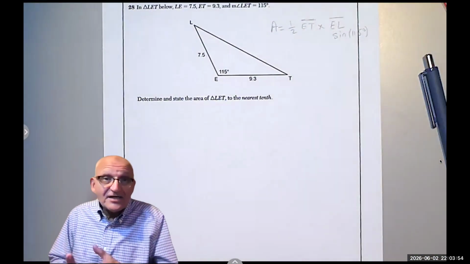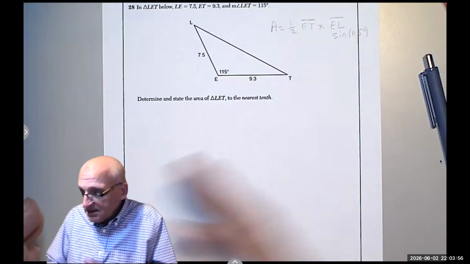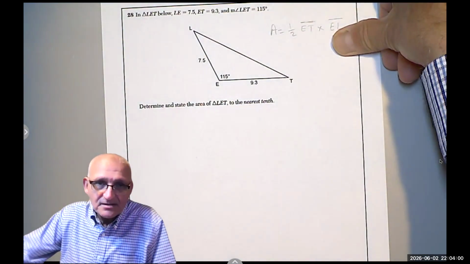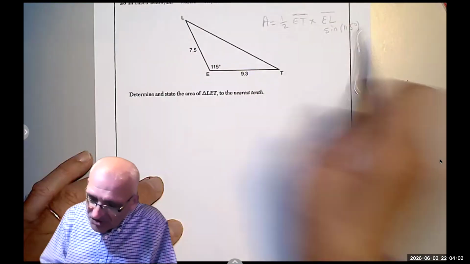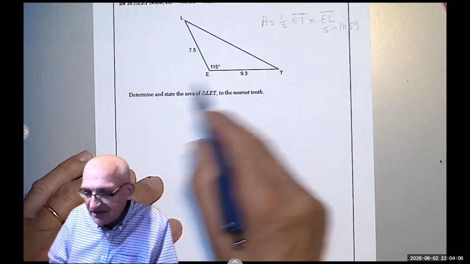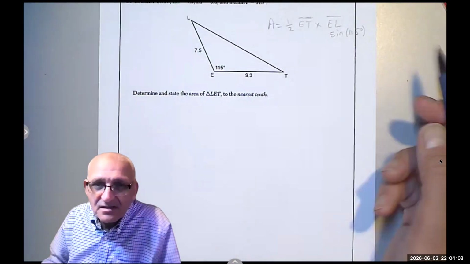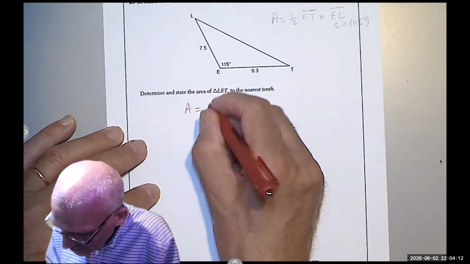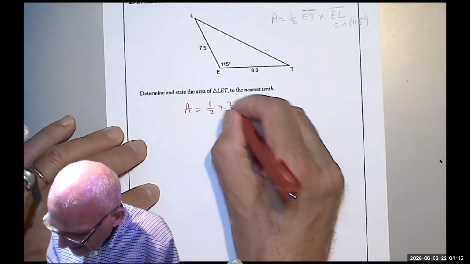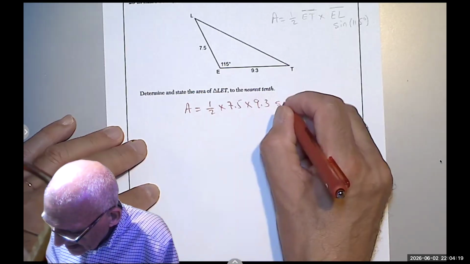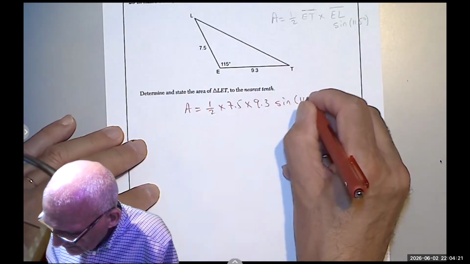Now, if it's a right triangle, sine 90 is 1, and you get 1/2 base times height. Some people can construct the height and try to find the length, but you don't need to do that. You can always say the area equals 1/2 times 7.5 times 9.3 times sine of 150.